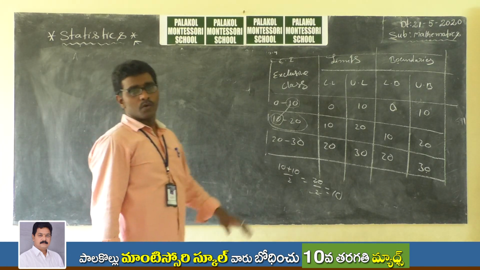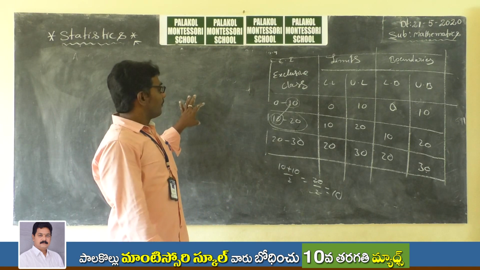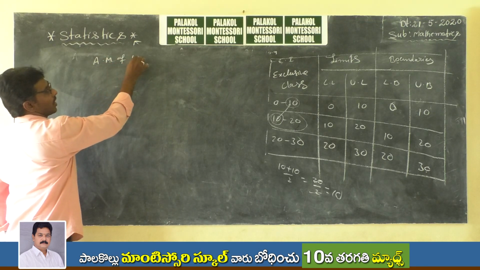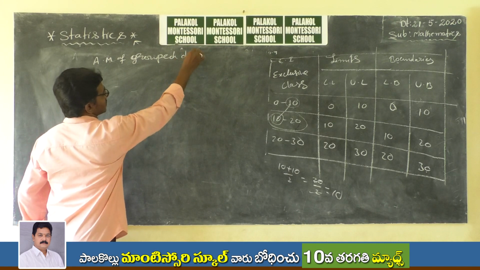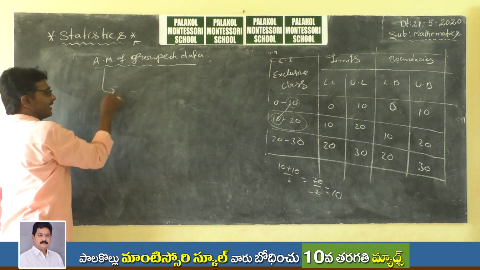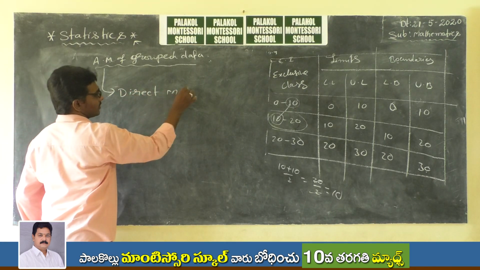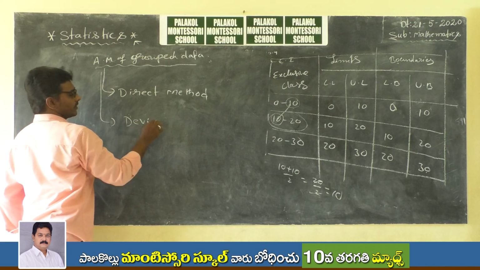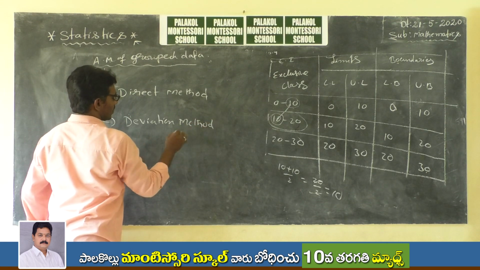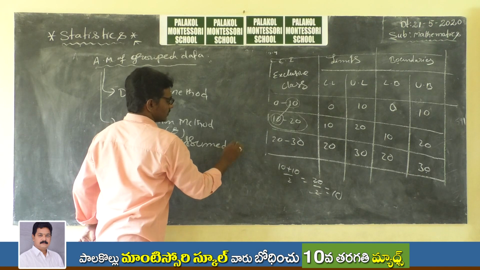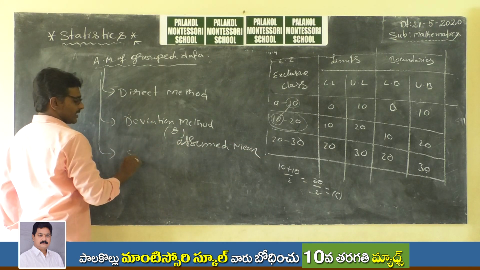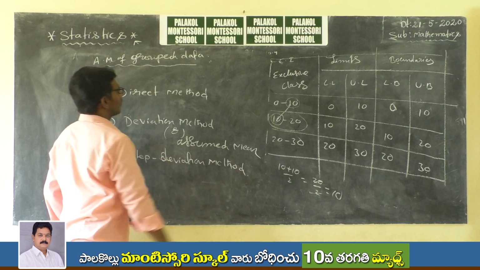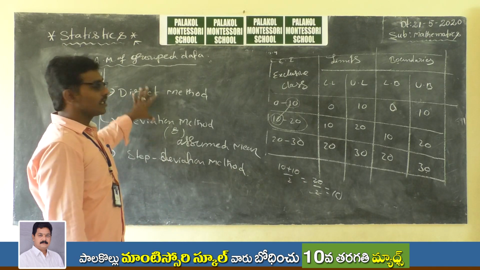In this session, we discuss the mean of grouped data and ungrouped data. Actually, for the mean of grouped data there are three methods. One is the direct method. Second is the deviation method, or assumed mean method. The third one is the step deviation method. In the next session, we discuss the arithmetic mean of grouped class data.